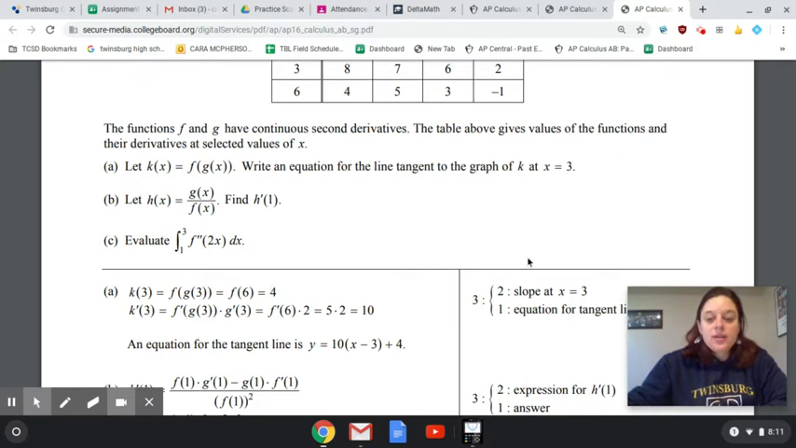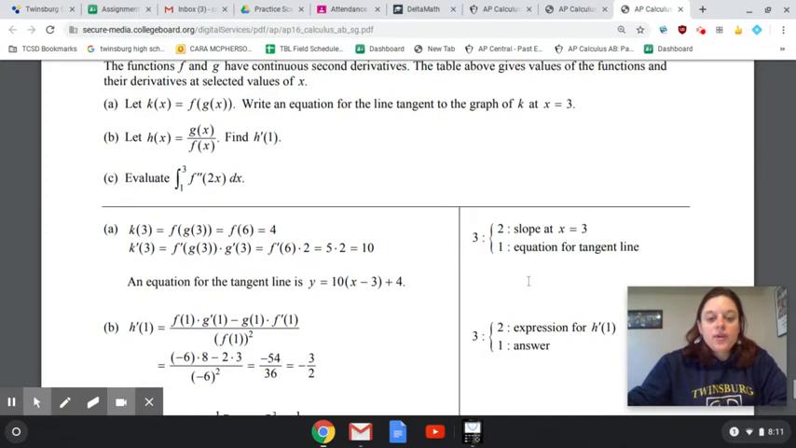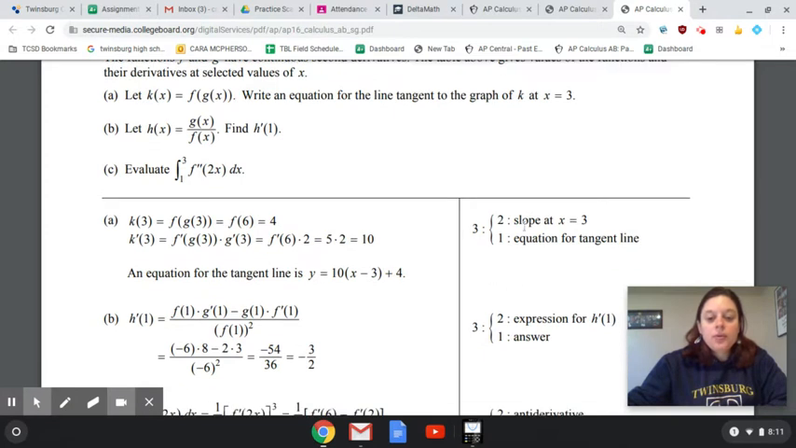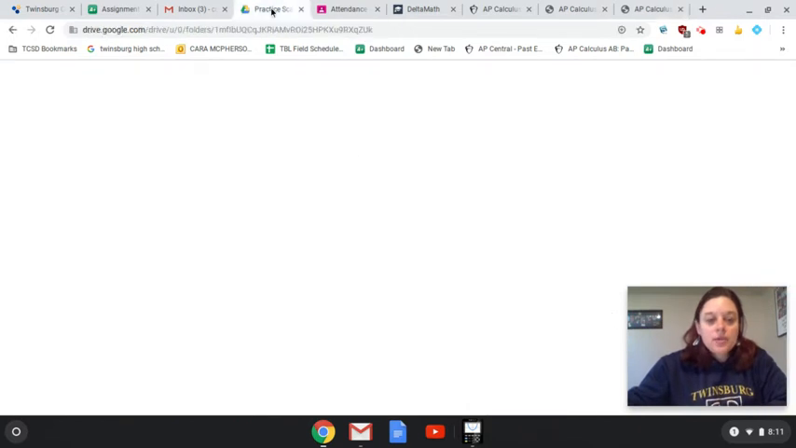And then you can see their work over here as far as what it's worth. Your slope, if you got the slope, they actually give 2 points for that, which I think is kind of generous. And then if you wrote the tangent line equation, you get a point. So this is how they wrote theirs. I'll show you mine just to compare.